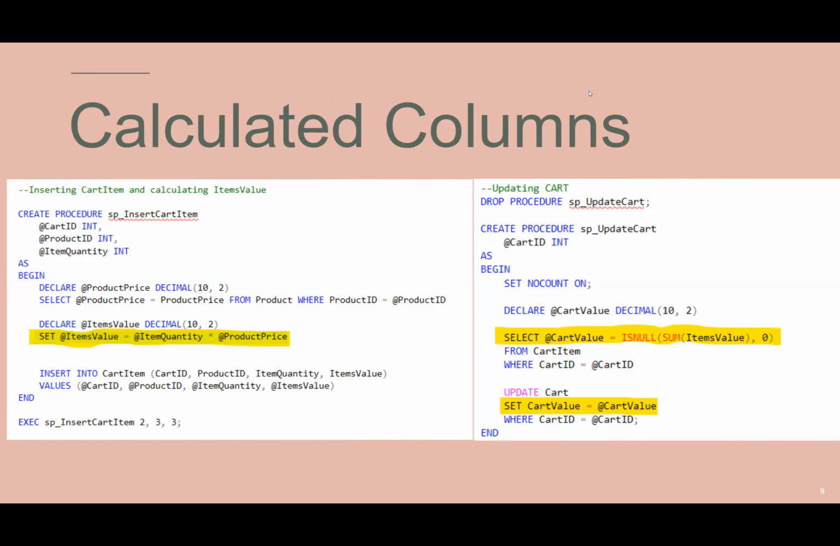So, hey guys, we have some columns which are dependent on other columns, such as items value or cart value or bill amount. So to calculate them, we have used the stored procedures, which calculate them upon the insertion of the data and update them. Here you can see the cart item value being calculated and cart value being calculated. Hey, can you go to next?